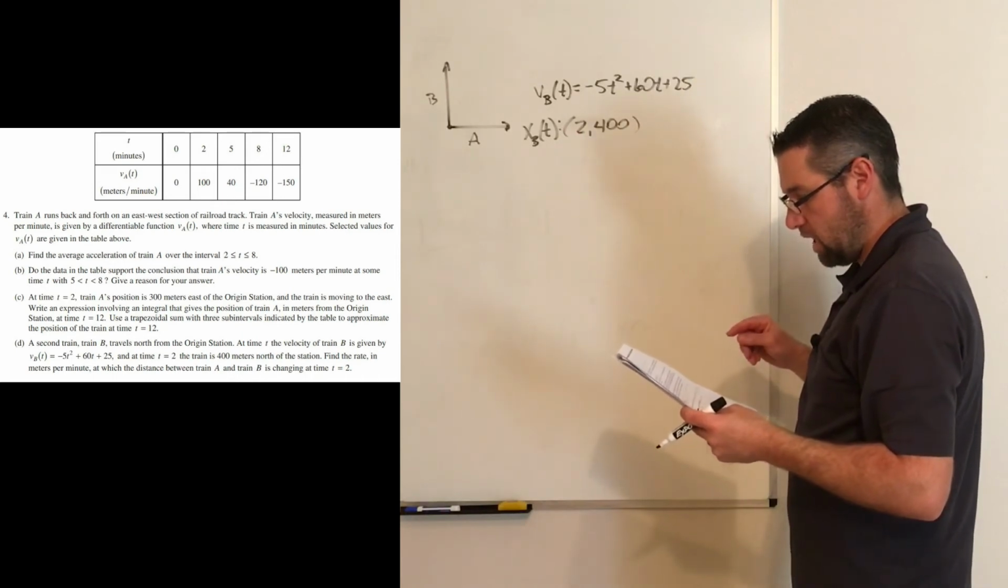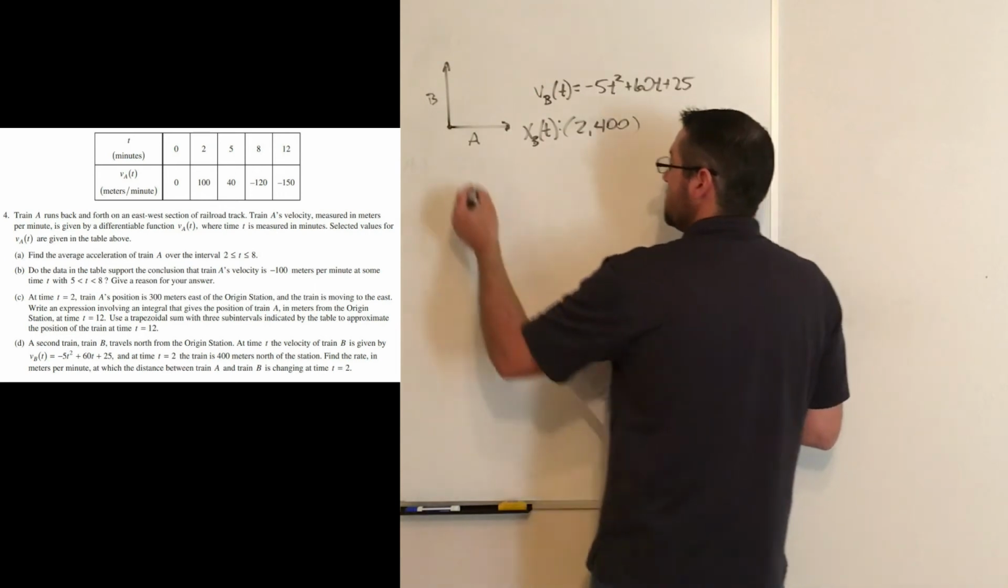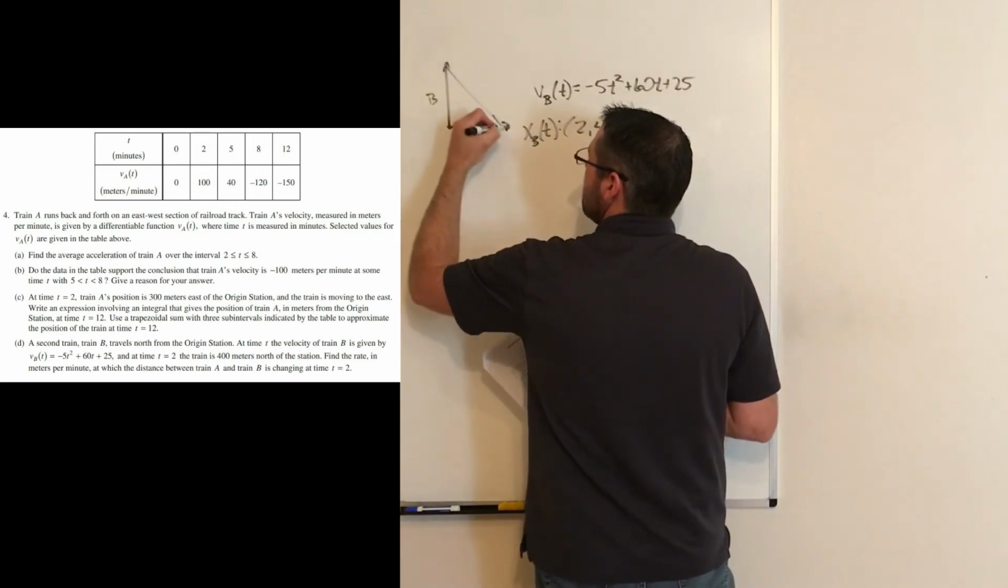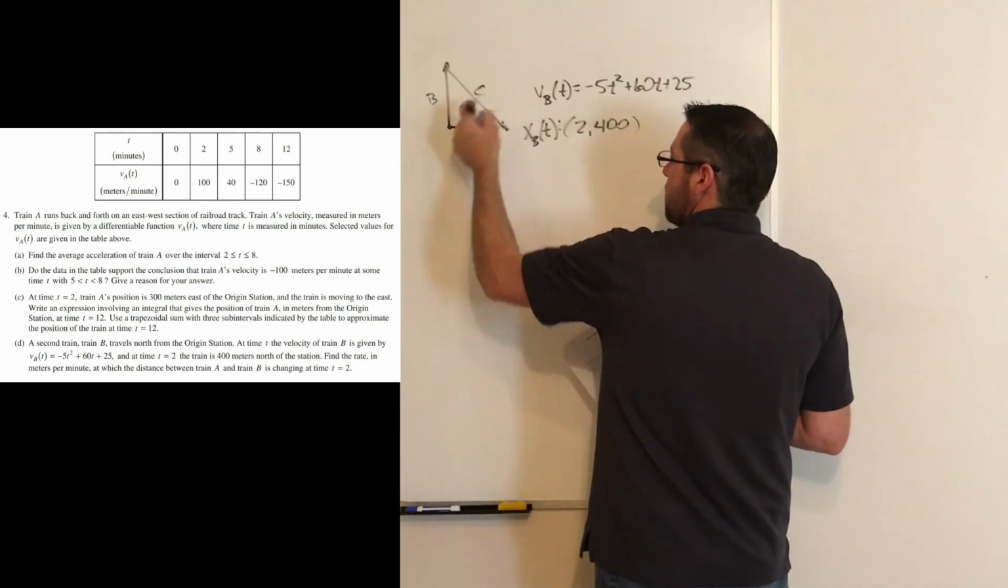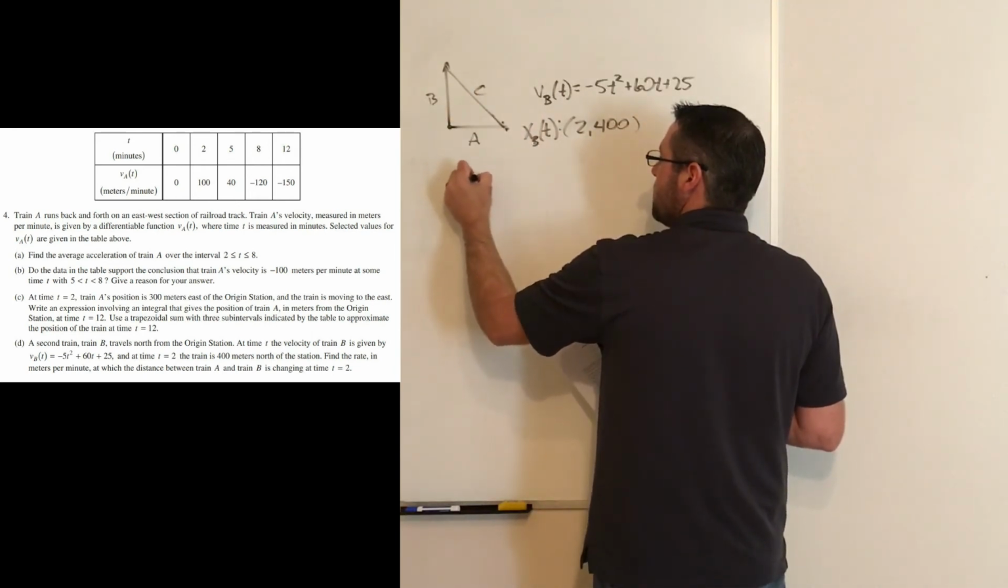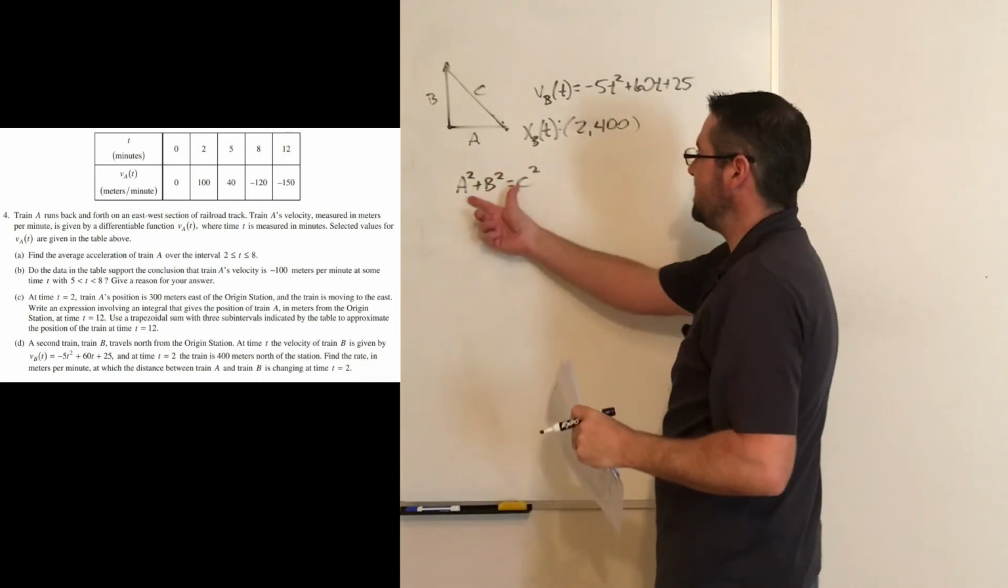Find the rate in meters per minute at which the distance between train A and train B is changing. So we are looking for the rate of change of this length. So we'll call that c. So we can create an equation here where we have a squared plus b squared equals c squared. And these are the distances between them.